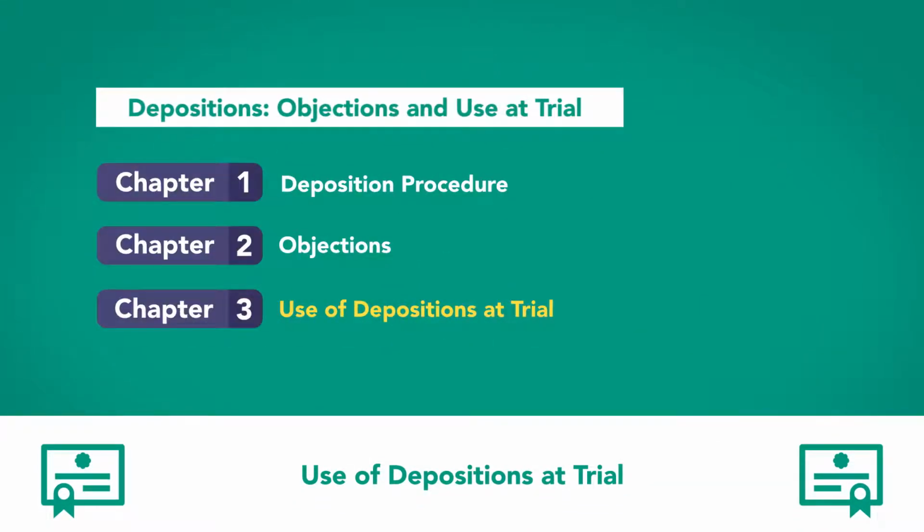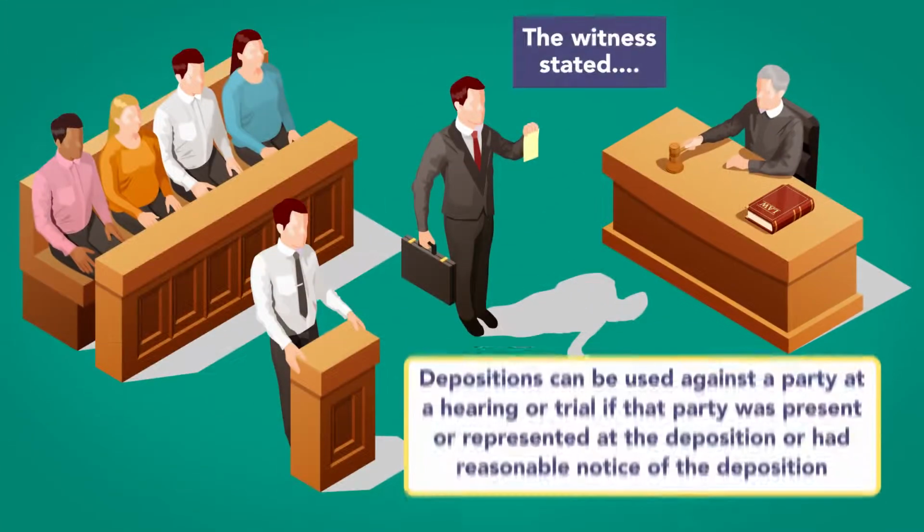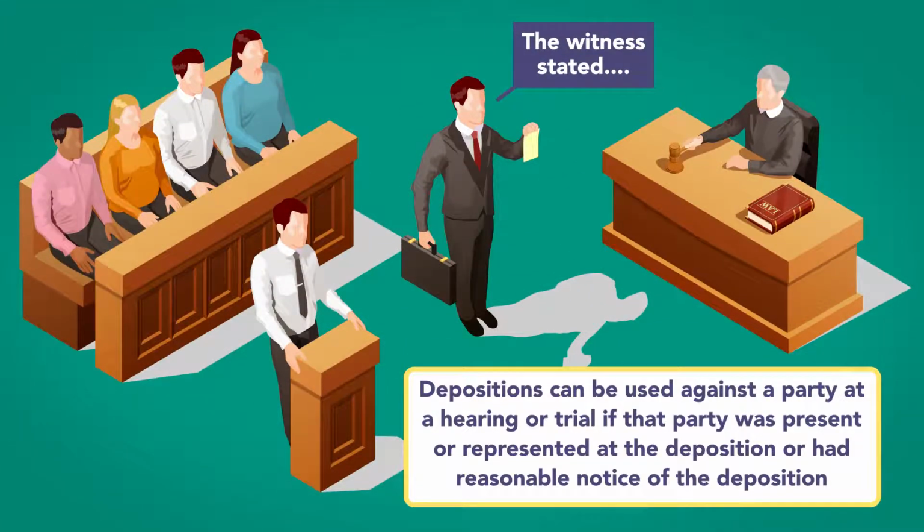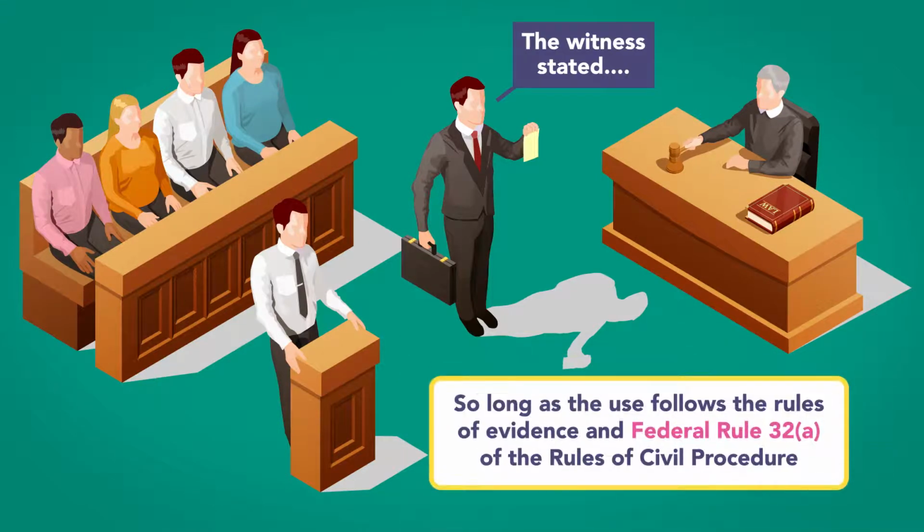Use of depositions at trial. Depositions can be used against a party at a hearing or trial if that party was present or represented at the deposition or had reasonable notice of the deposition, and so long as the use follows the rules of evidence and Federal Rule 32(a) of the Rules of Civil Procedure.